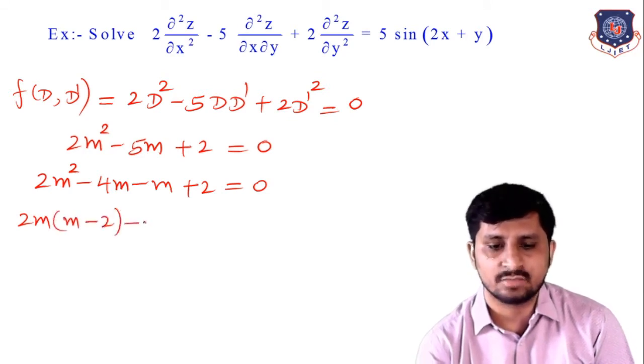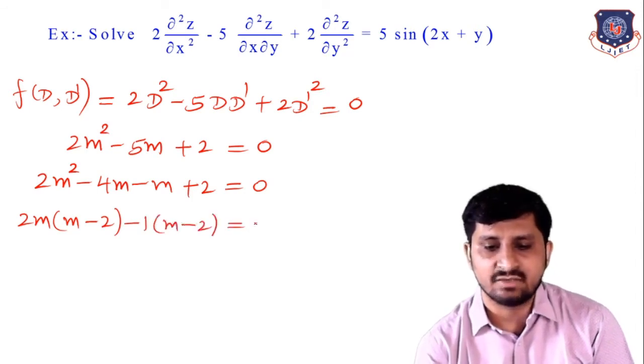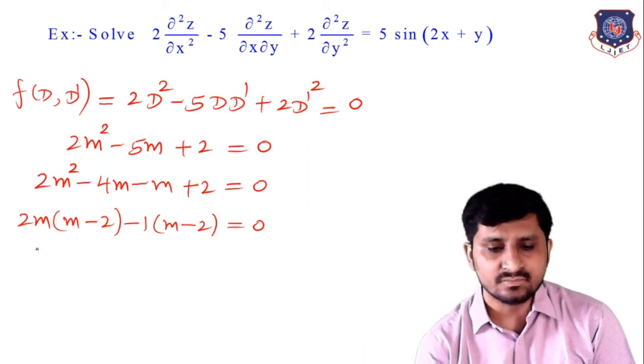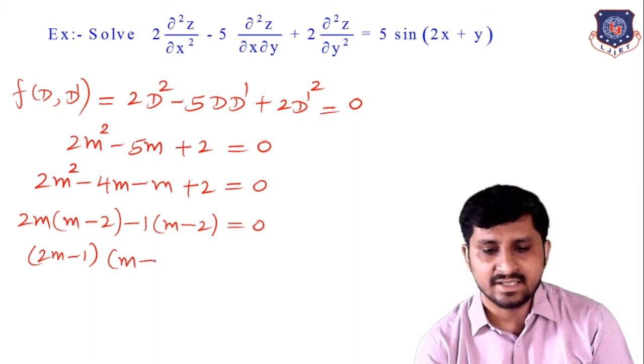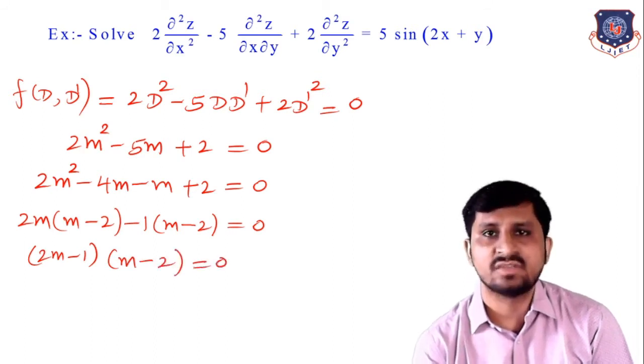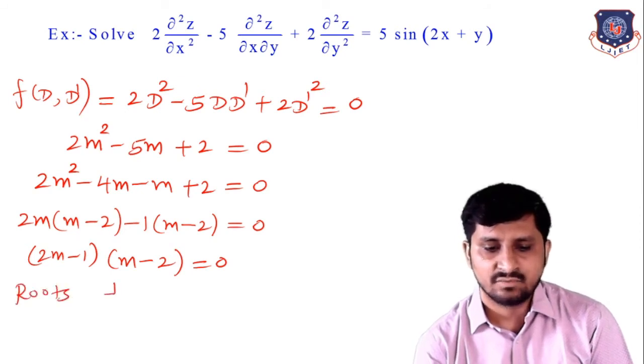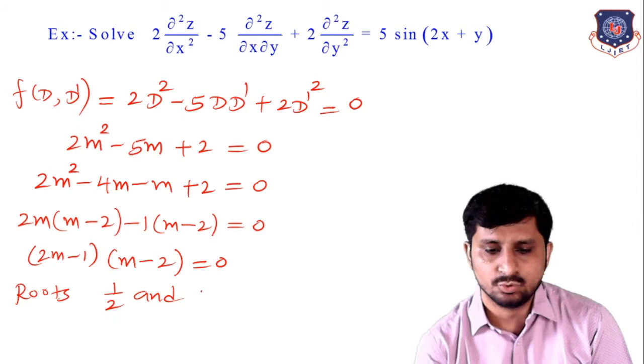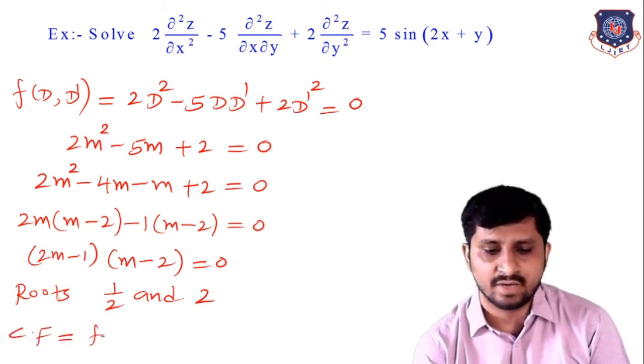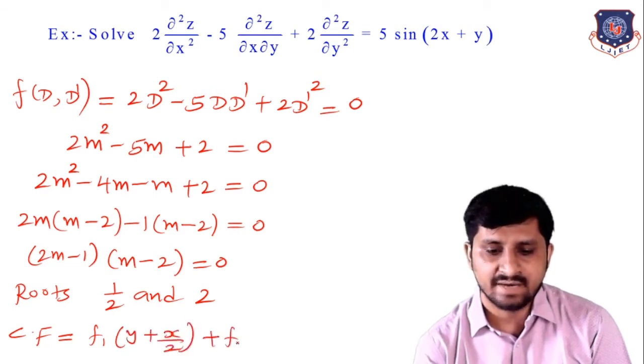From the third and fourth terms, minus 1 will be common, so in the bracket we have m minus 2, that is equal to 0. So that's why 2m minus 1 and m minus 2 equal to 0 are our factorization. So the roots are 1 by 2 and 2. Okay, so what is my complementary function? Complementary function is equal to f1(y plus x by 2) plus f2(y plus 2x).